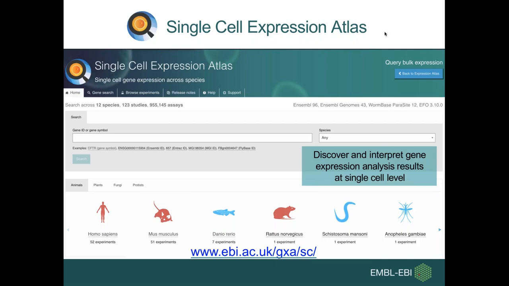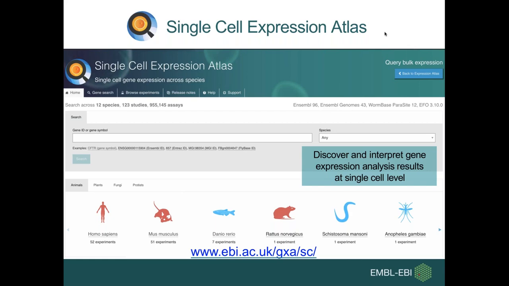So this is the Single Cell Expression Atlas homepage. There's a link down there, so feel free to just follow along as I introduce some of the features. This is the site where you can discover gene expression analysis results at a single cell level across different species and different studies. And because they've been run through the same pipeline, these are cross-comparable.